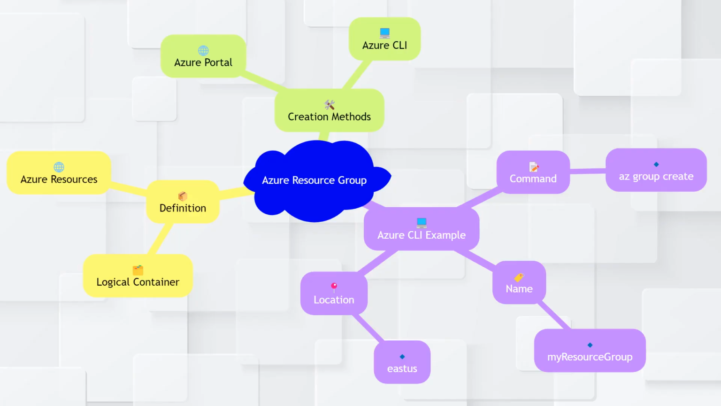A resource group is a logical container for Azure resources. To create a resource group, you can use the Azure portal or the Azure CLI. For example, using the Azure CLI, you can create a resource group with the command az group create --name my resource group --location eastus. This command creates a resource group named My Resource Group in the eastus region.